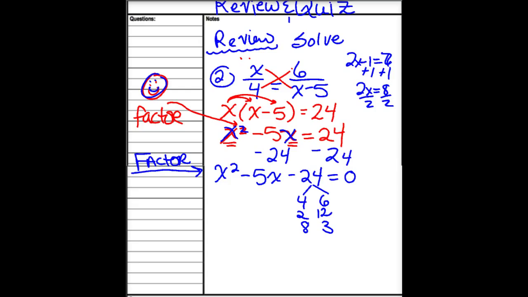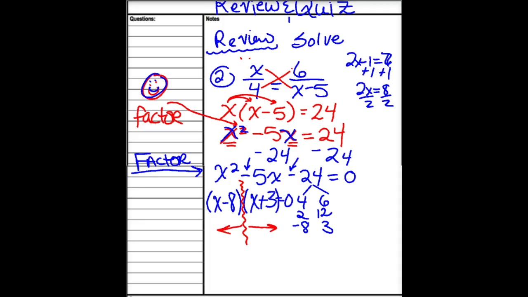And the answer is yes. I can't add them because that'll give me an 11. But if I make this one negative, now I add up to -5 and multiply to equal -24. So I can factor this into x minus 8 times x plus 3. And that's what's got to equal 0. And again, remember, if two things multiply to equal 0, then either the left is 0 or the right is 0.